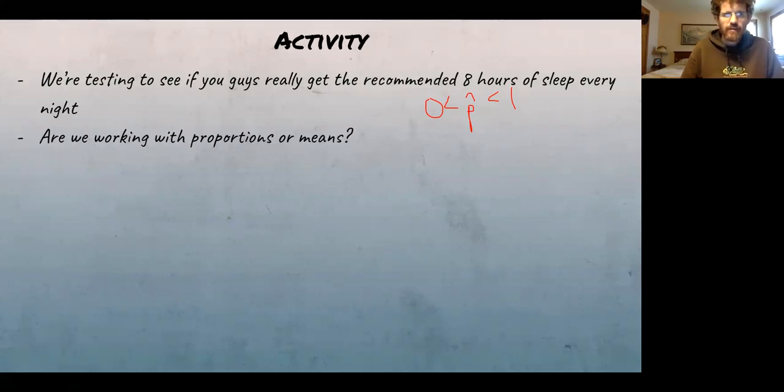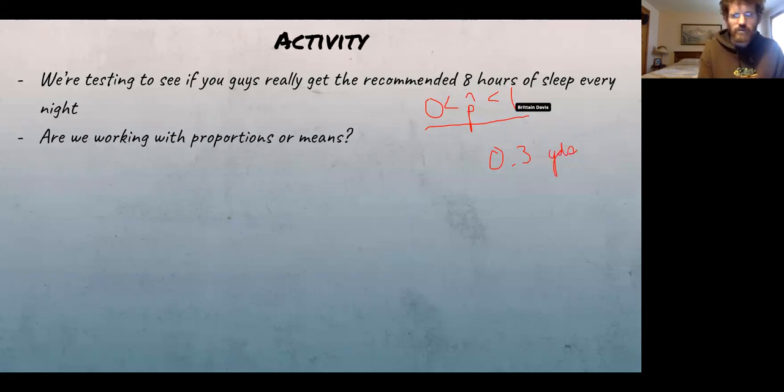Generally, with a lot of means problems, you're going to have some kind of a value outside of this range. But you can have a problem where you're working with means that falls between 0 and 1. For instance, we're going to test the hypothesis that the average length of a fish in a pond is 0.3 yards. So yes, 0.3 is between 0 and 1, but it still means here.